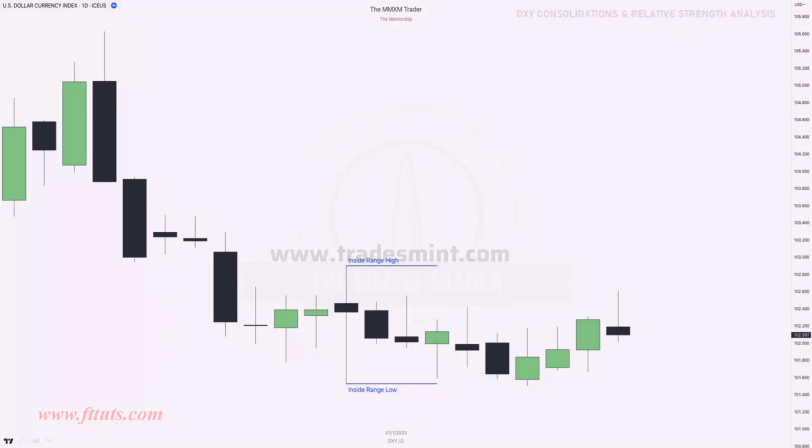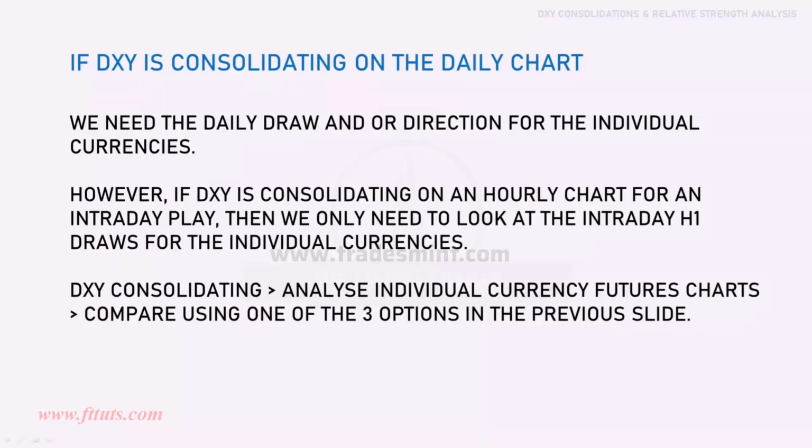And over here you see how long it consolidates, right? We're still staying inside that inside range high or inside range low. If DXY is consolidating on the daily chart, we need a daily drawn liquidity or directional bias for the individual currencies. However, if DXY is consolidating on an hourly chart, for example, for an intraday play, then we only need to look at the intraday 1 hour drawn liquidity for those individual currencies. So DXY consolidating, then we analyze the individual currency futures chart, and then we compare one of the 3 options we covered in those previous slides.